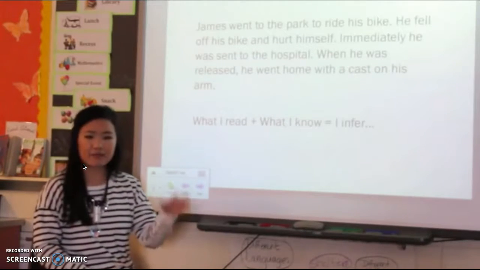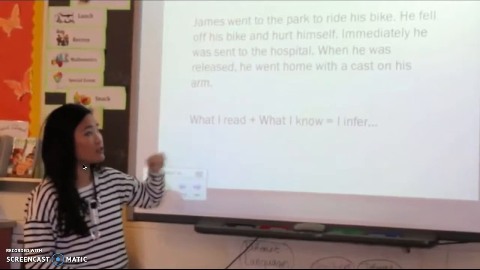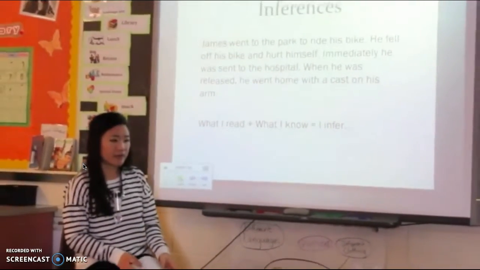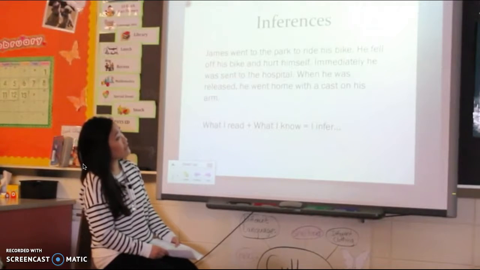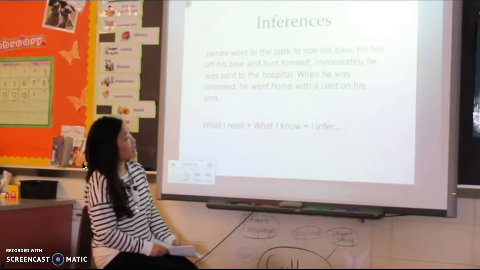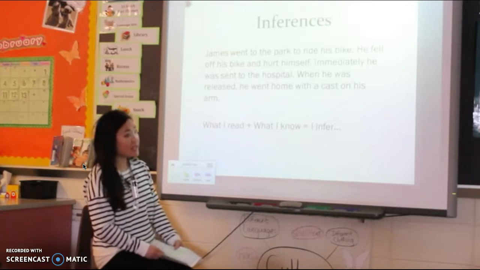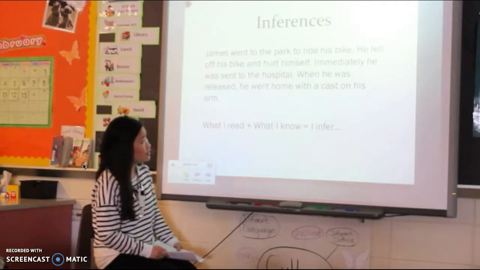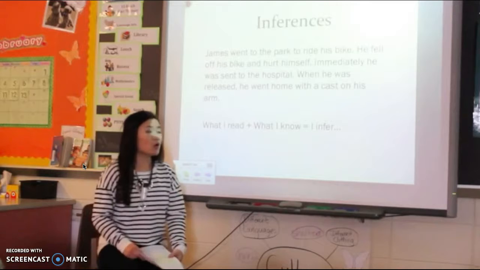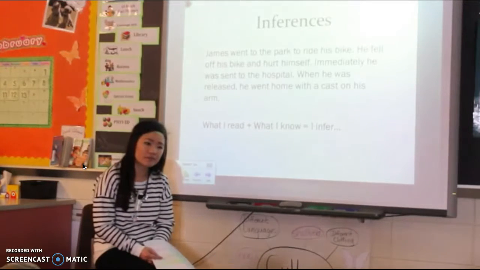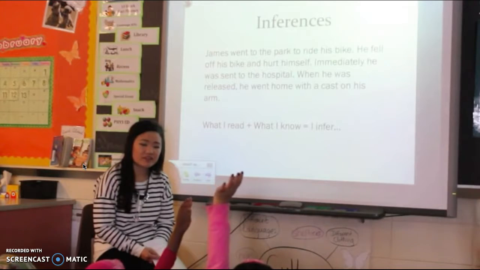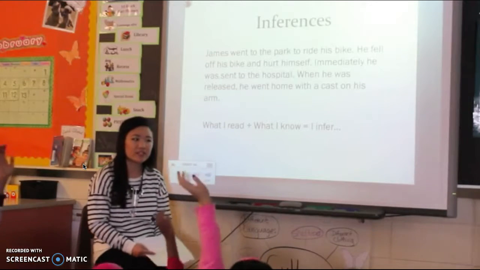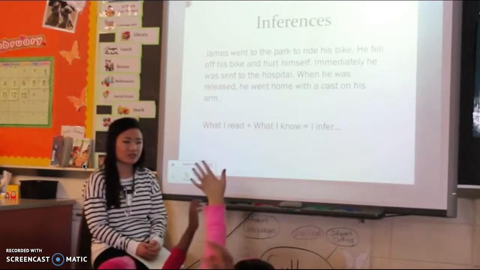All right, same idea. We've got the passage here. I've got my little guide at the bottom to help me. It says, James went to the park to ride his bike. He fell off his bike and hurt himself. Immediately, he was sent to the hospital. When he was released, he went home with a cast on his arm. What kind of key details can I pick from this passage?